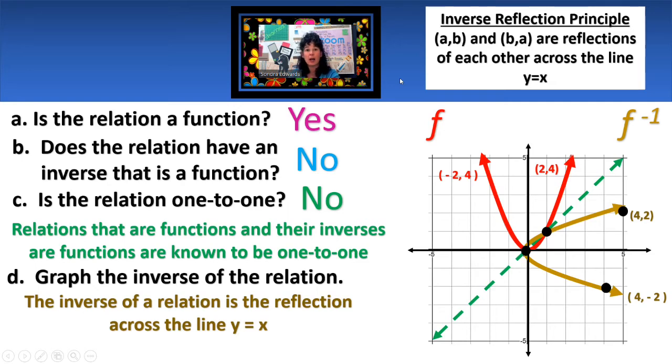Since we have the graph of f inverse in front of us, let's look back for a little bit more meaning. Does the relation have an inverse that is a function? Well, this here is the inverse, but notice it would not pass the vertical line test. So when we did a horizontal line test on the original function, it's the same thing as doing a vertical line test after we've drawn the inverse function.